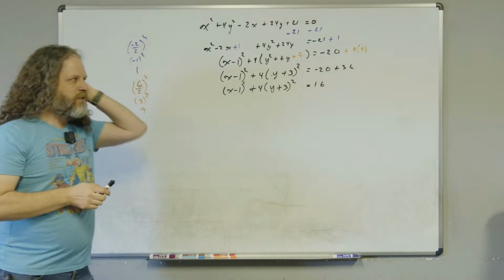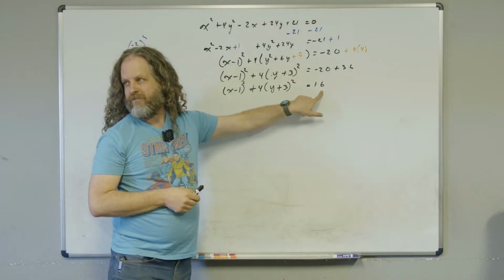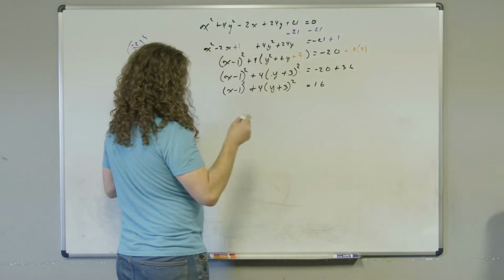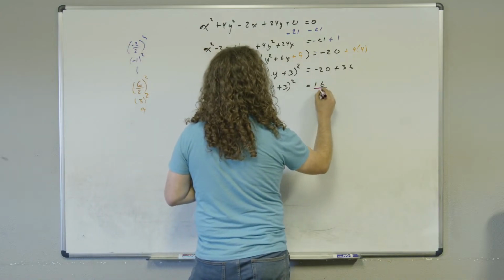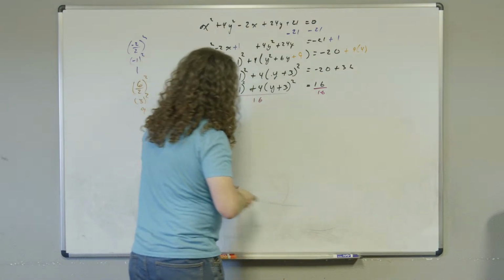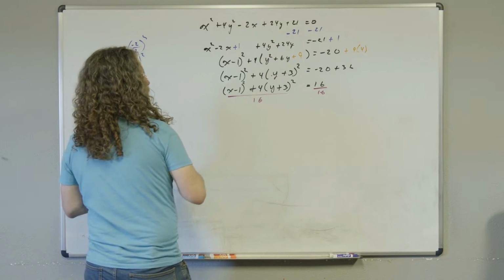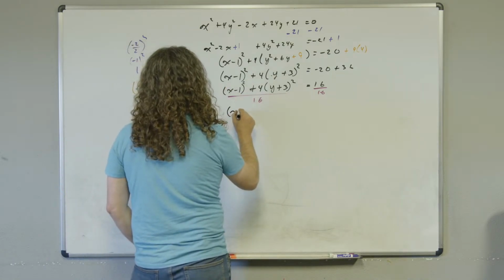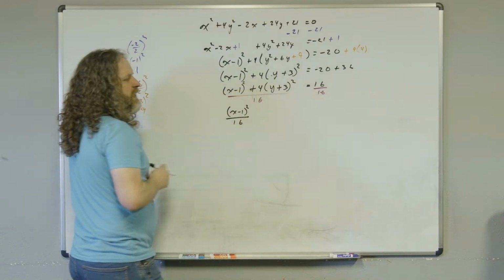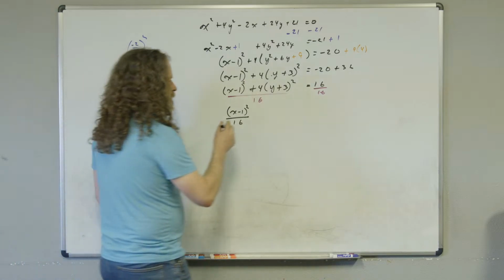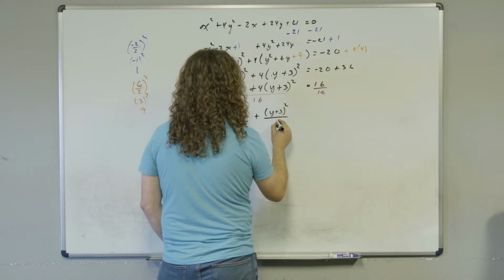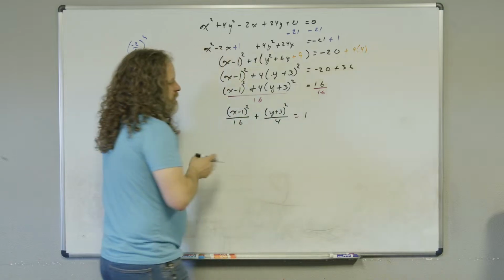And so since it's not a circle, we need this to be a 1. So how can we make this be a 1? Divide by 16. Divide by 16 over here and divide by 16 over here. So on this first one, we've got x minus 1 squared over 16. This one, the 4 and the 16 reduce, right? To 1/4. So this is plus y plus 3 squared over 4. And that equals 1. So now it's an ellipse.